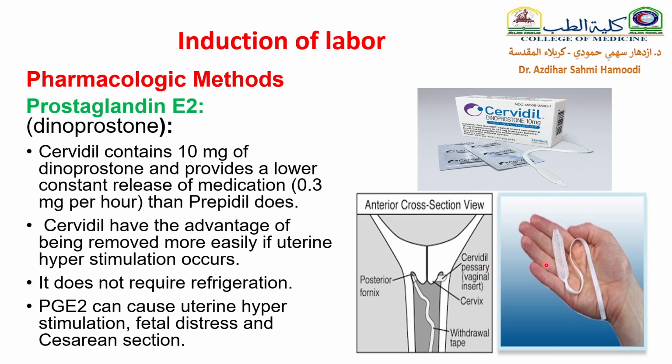Cervidil, as you see here, contains 10 milligram of dinoprostone, that's to say prostaglandin E2, to provide a lower constant release of medication. So it releases the medication continuously, about 0.3 milligram per hour. Cervidil has the advantage of being removed more easily if uterine hyperstimulation occurs, so you can pull it when you need. It does not require refrigeration. Keep in your mind, prostaglandin E2 can cause uterine hyperstimulation, fetal distress, and cesarean section. So be aware of it.